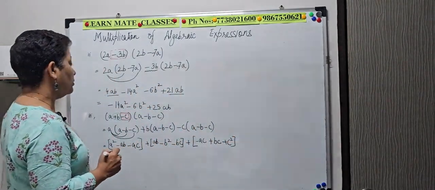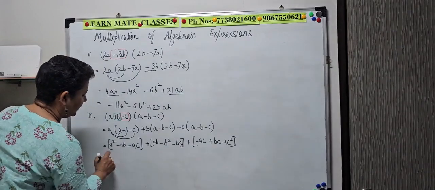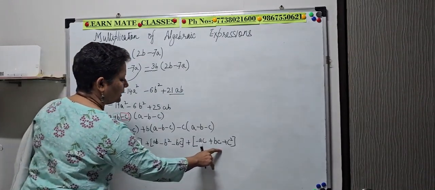Now let's try and collect. First write our pure terms. I have in a squares, I just have one term, a square.